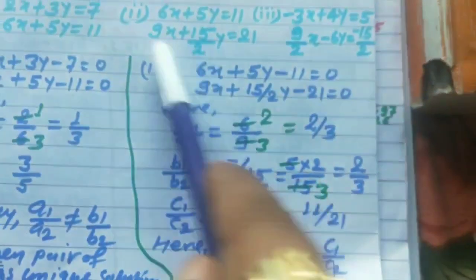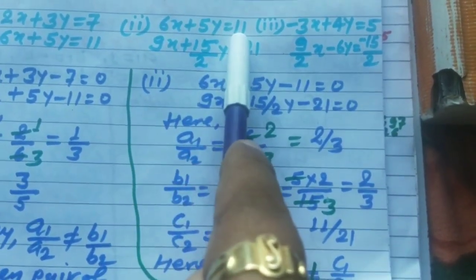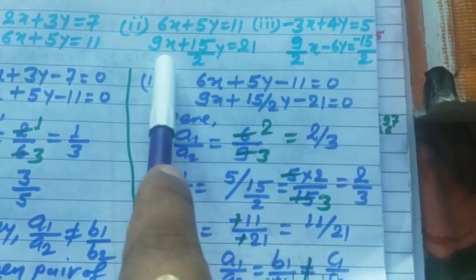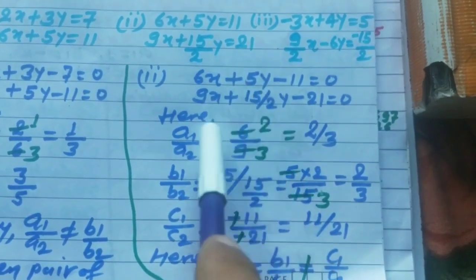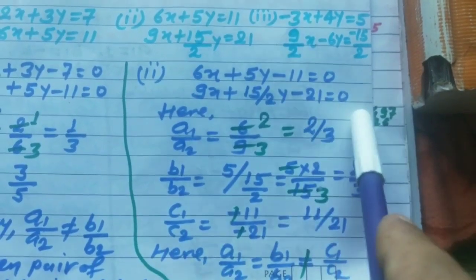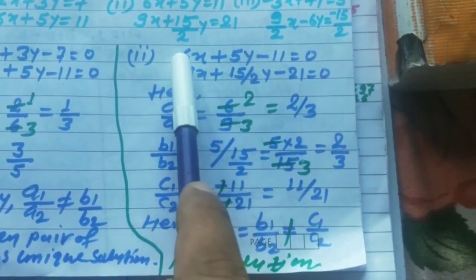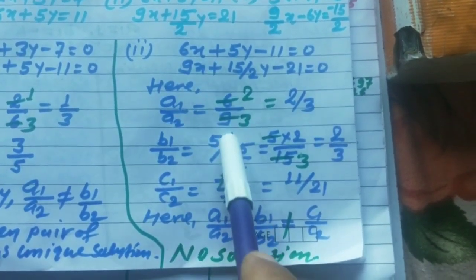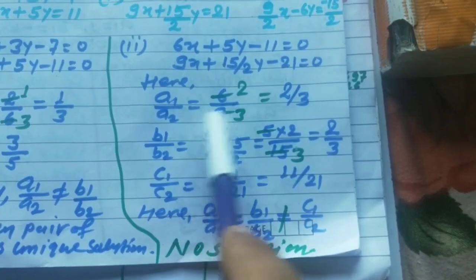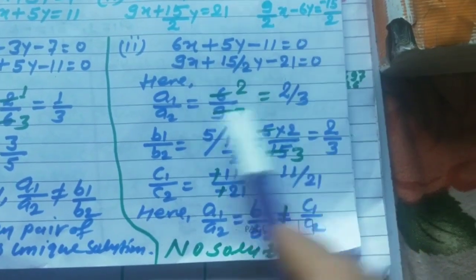Now let us see question number 2. The pair of equations given is 6x plus 5y is equal to 11. So transfer this 11 to LHS, it will be minus 11 is equal to 0, and 9x plus 15 upon 2 y is equal to 21. Then transfer this 21 to LHS, it will be minus 21 is equal to 0. Now let us find A1 upon A2. A1 is 6 and A2 is 9. So 6 upon 9. Now 6 can be divided by 3 to give 2, and 9 by 3 to give 3. So its simplest form is 2 upon 3.